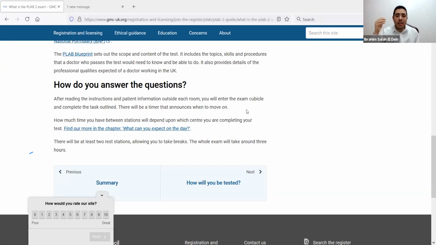So at the start of the station, you need to look at the camera. You will have a camera in one corner of the ceiling of the exam room. So you will look to the camera and mention your name and your GMC number. Like, I'm Dr. Ibrahim, my GMC number is 1, 2, 3, 4, 5, 6. Okay, and after that, go to your chair, sit on it, and start your conversation.